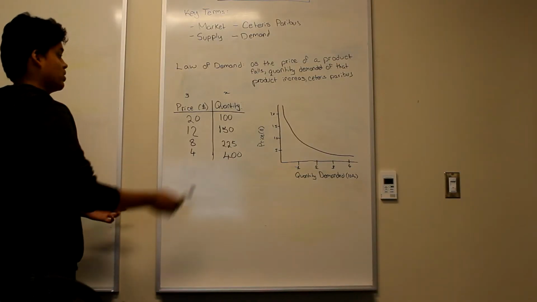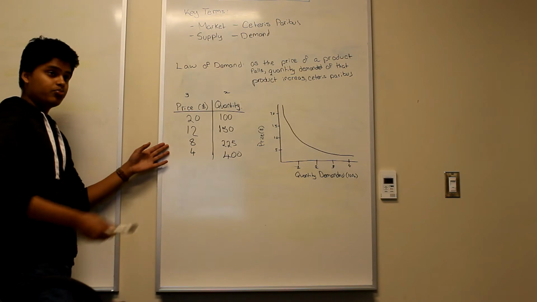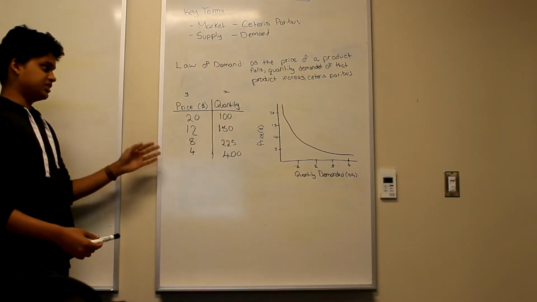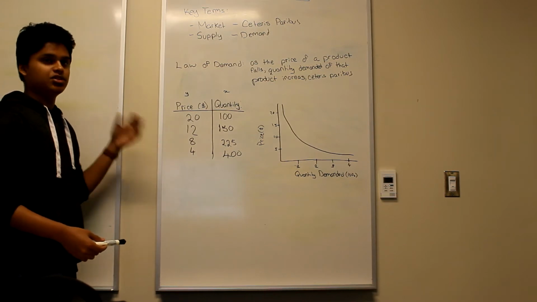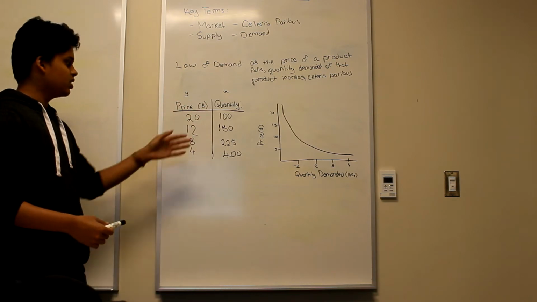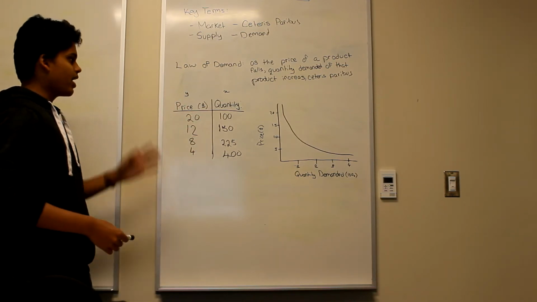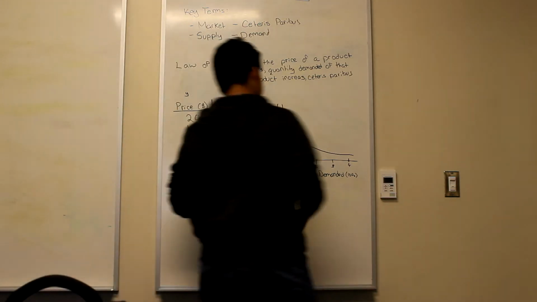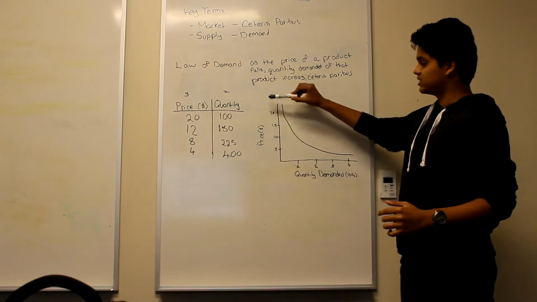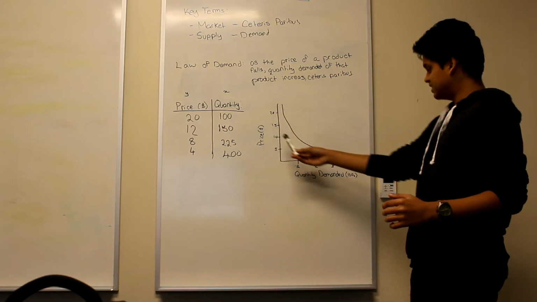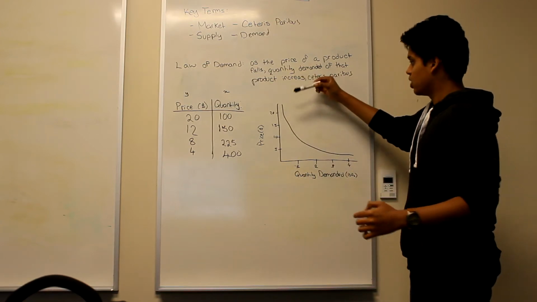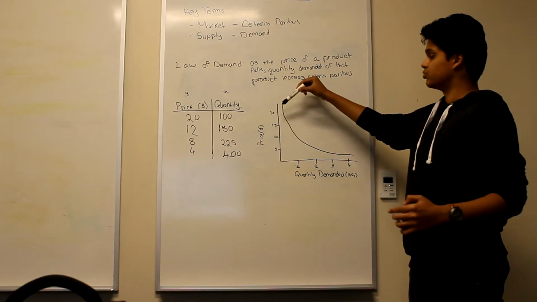As you can see, we have a table and a graph over here. The table shows price versus quantity demanded. The price decreases going from 20 to 12 to 8 to 4. Quantity demanded increases, going from 100 to 150 to 225 to 400. This is shown on the graph, where the quantity demanded goes on the x-axis and the price goes on the y-axis. As you can see, when the price decreases, the quantity demanded of the product increases a lot, and when the price is high, the quantity demanded for that product is really low.